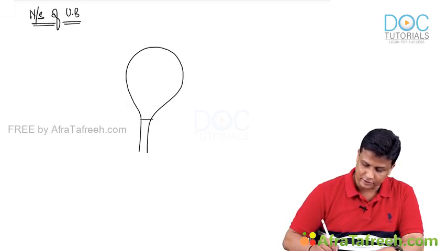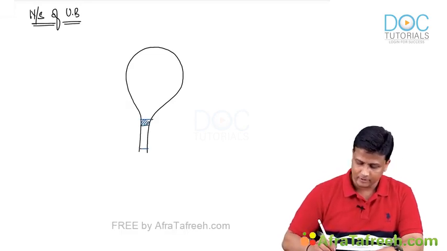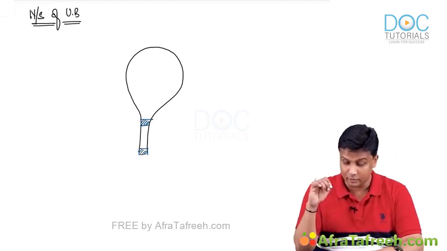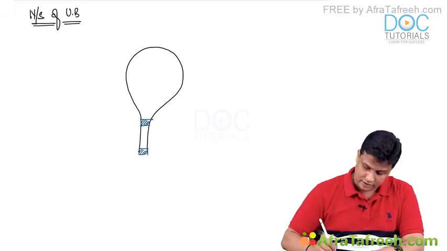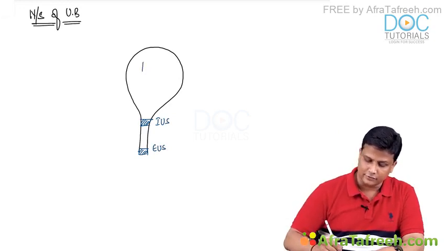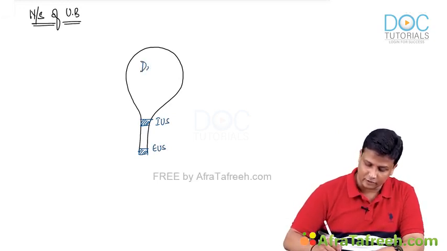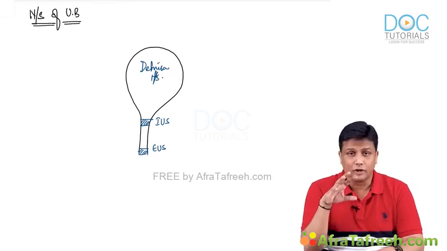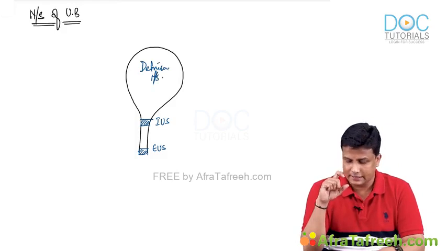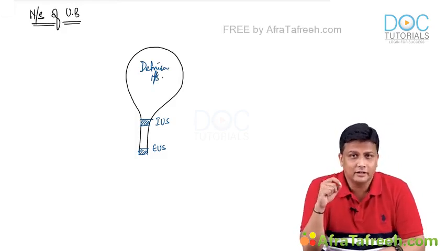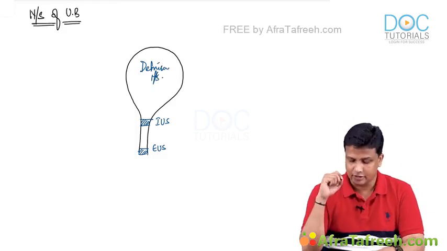There will be an internal urethral sphincter, just for the sake of imagination I'm drawing here, and there will be an external urethral sphincter here, guys. Just an imaginary diagram, I'm telling you again and again, a schematic diagram. So this is the internal urethral sphincter muscle, and this one is the external urethral sphincter. And of course, in the wall of the urinary bladder, you'll have detrusor muscle, and then the urethra will have the internal urethral sphincter, and then the external urethral sphincter muscle.